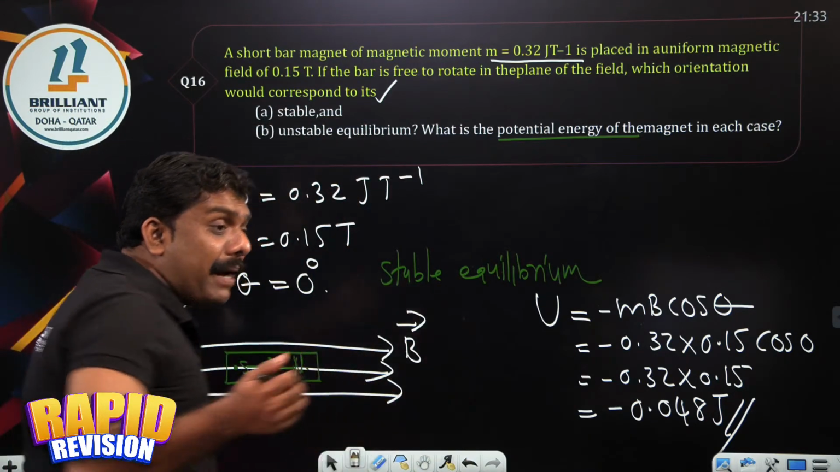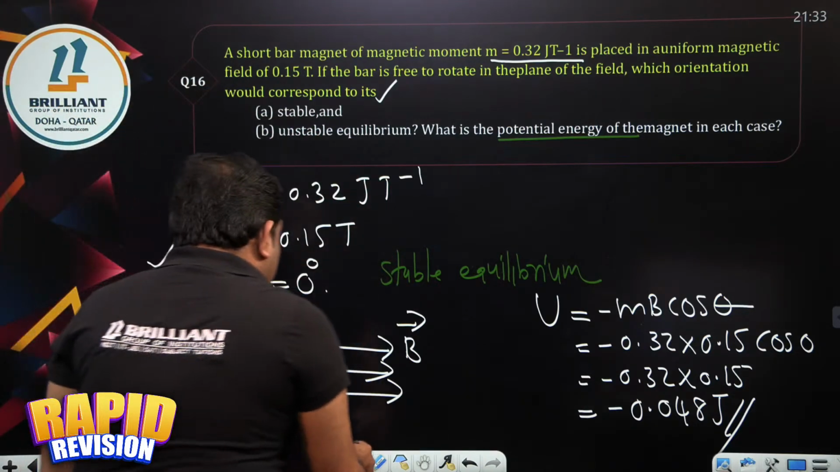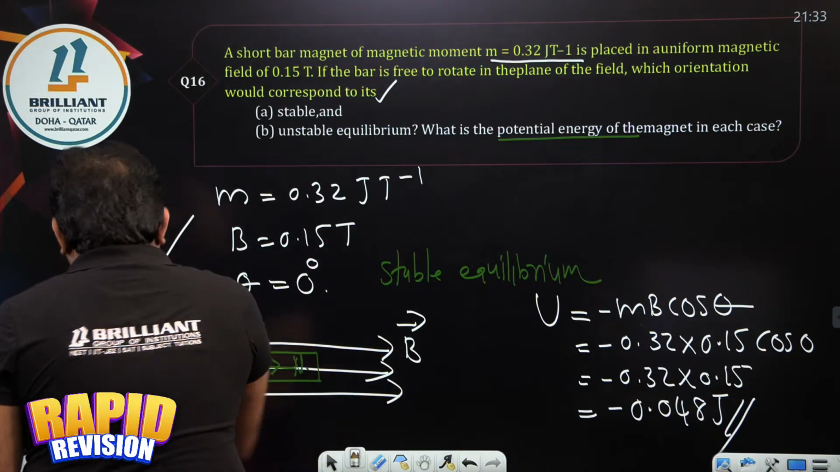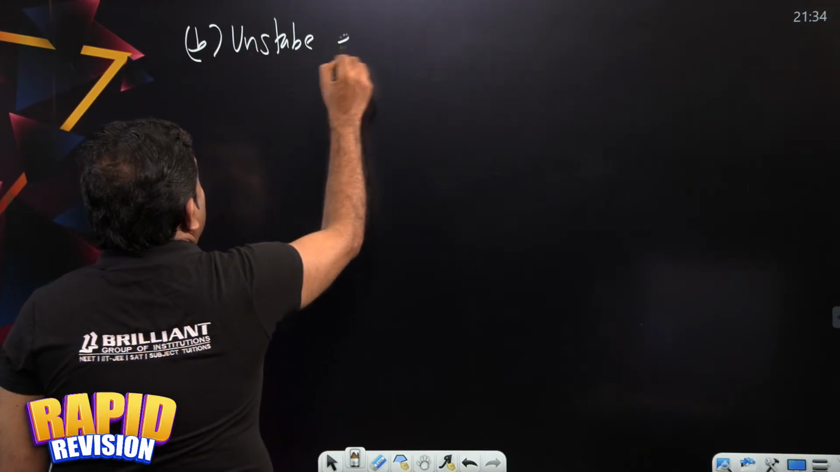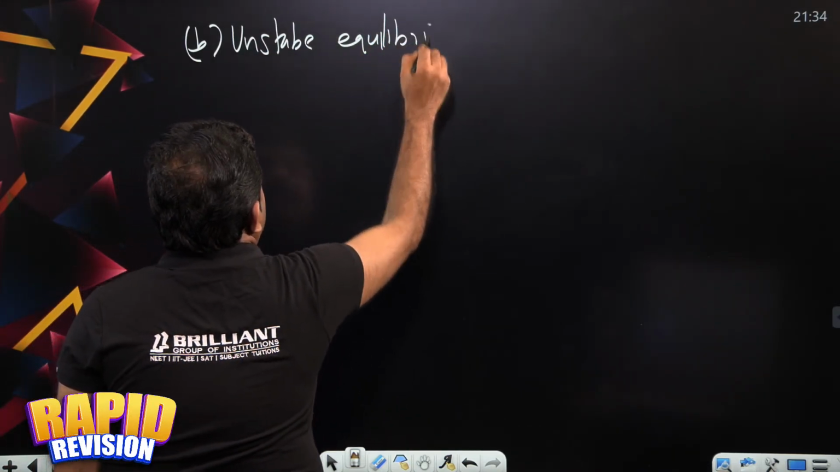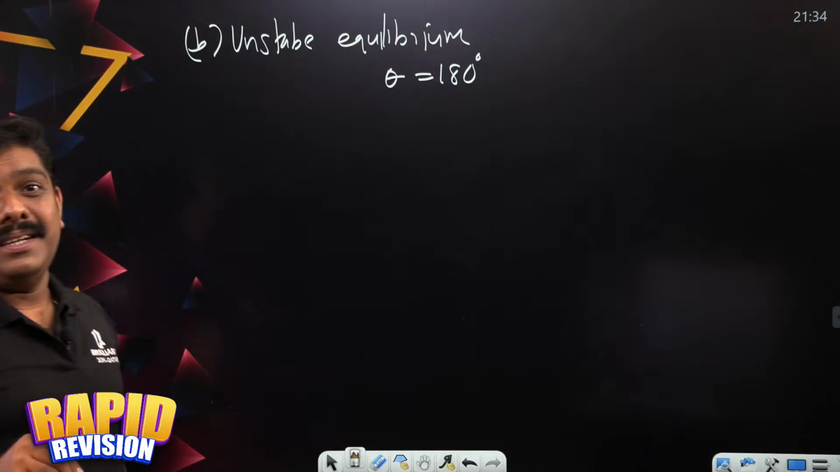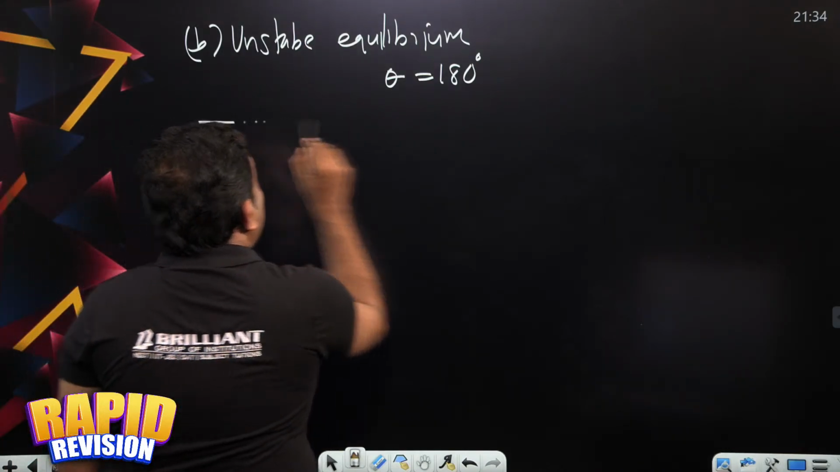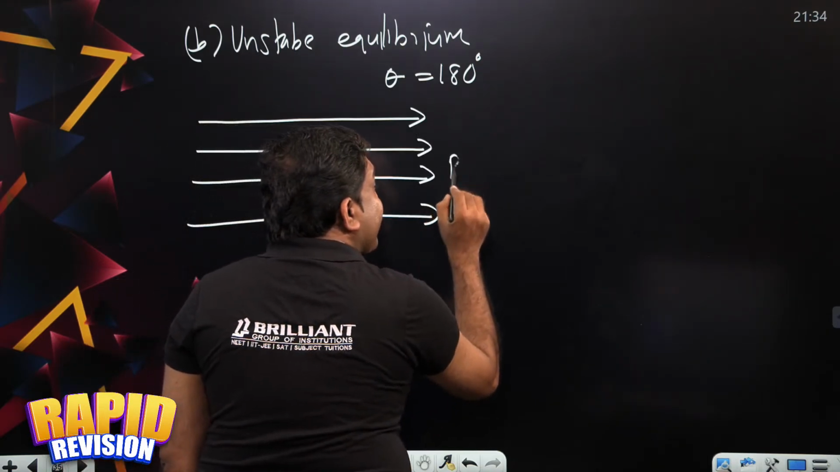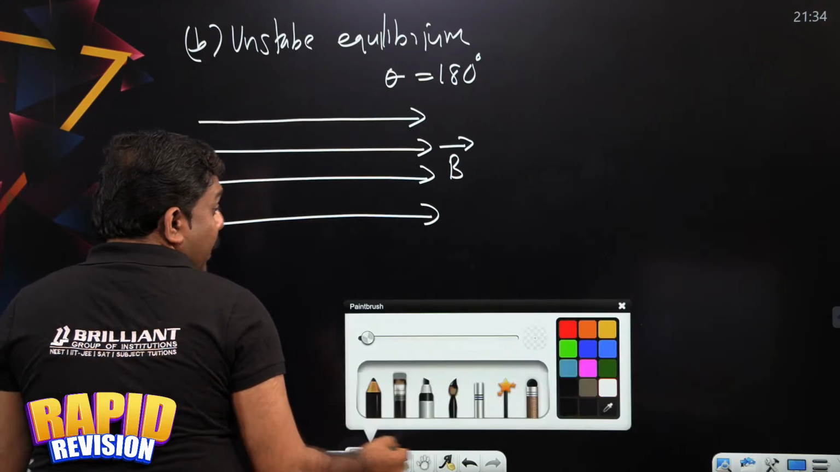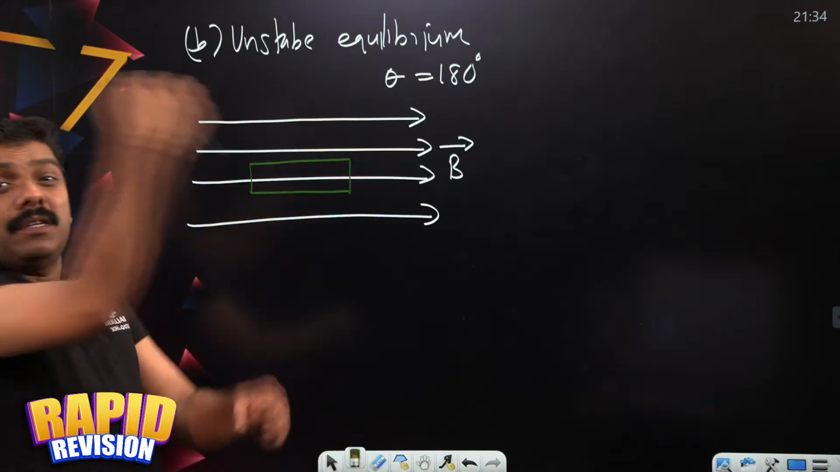So we can say the same idea we studied actually in the chapter electrostatics also. So we can say unstable equilibrium, that is B. Unstable equilibrium means theta equal to 180 degree. Theta 180. So how will I mark that? I can mark the external field. This is the field externally, the external magnetic field. In this field, I am ready to place the magnet. But in which direction? Opposite of before.